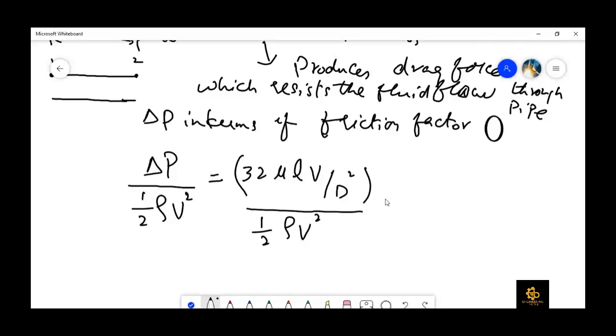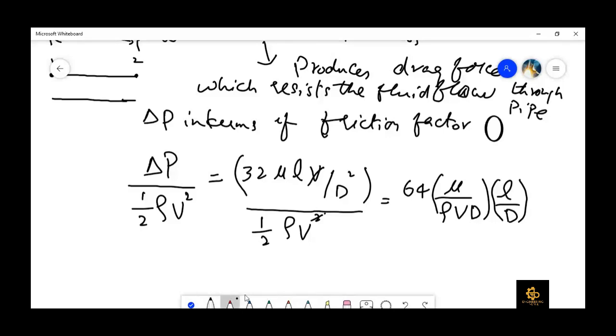Now we can write it in a little bit rearranged form. So we can write it as 64. Now we can see mu V; here V would be cancelled with this V. So we can write it as mu upon rho V D. There is D square, so we have only written D here. And then we have got length here, so L upon D, which is also a non-dimensional term.